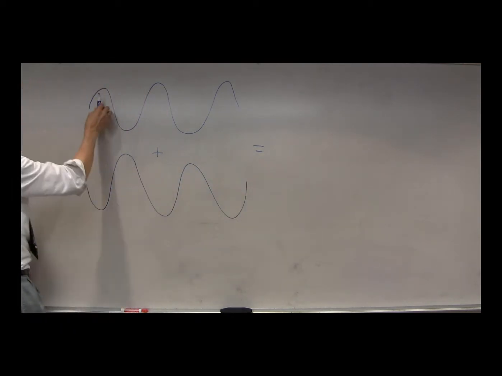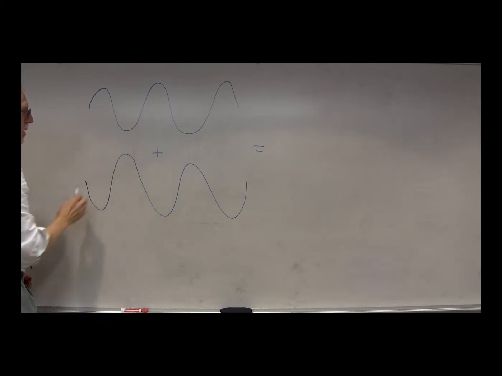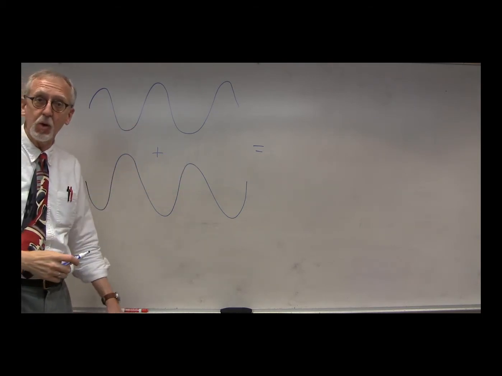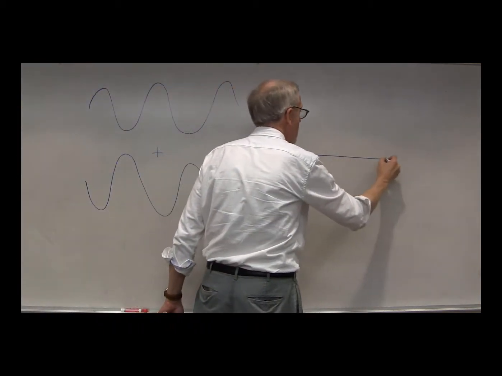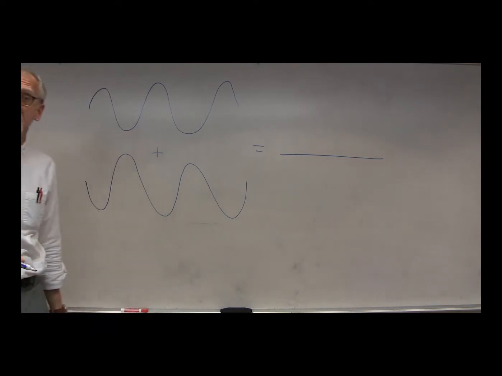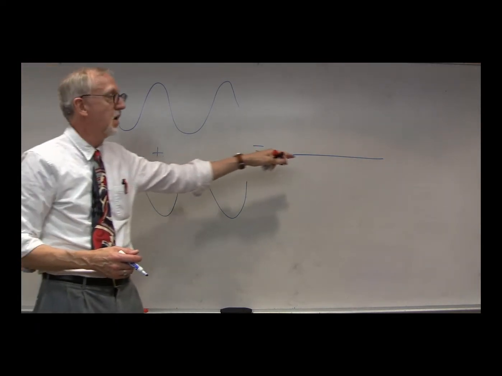So that whenever one was up, the other was down. And when this one was down, this one would be up. If we added these electric fields, what would we get? They would always cancel out, and we would get no electric field. In this case, we would have light combining with light, giving us no light.